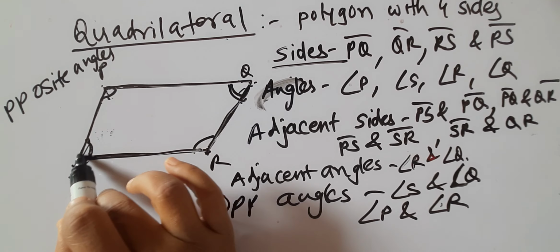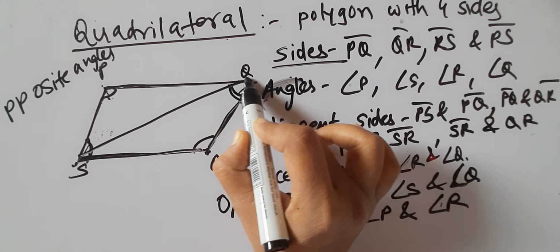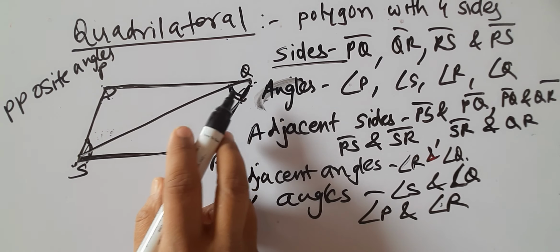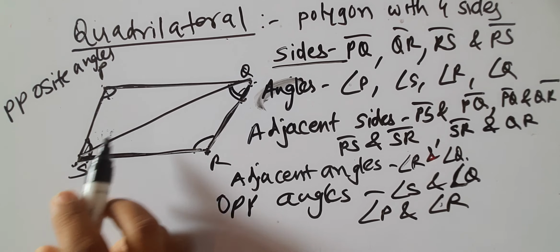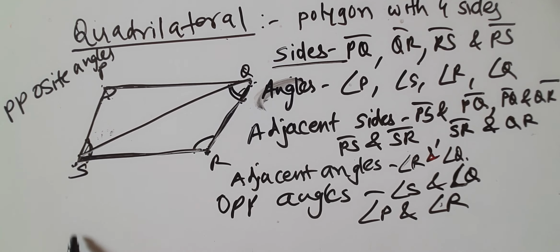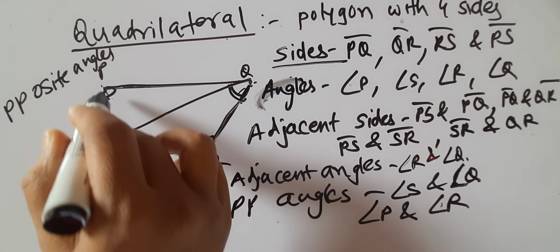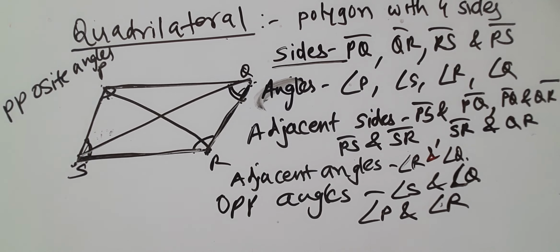And as we have learned about diagonals, if I draw a line segment from S to Q, then it is a diagonal of the quadrilateral. Similarly, if I draw from P to R, then again it is another diagonal of the quadrilateral. So these are all about different polygons. What is a line segment, what are curves, what are different polygons.